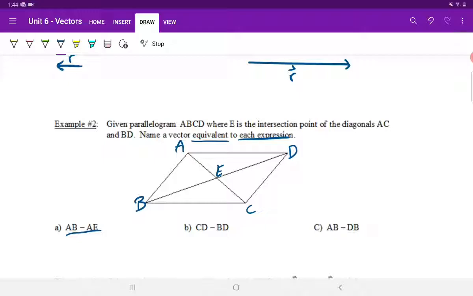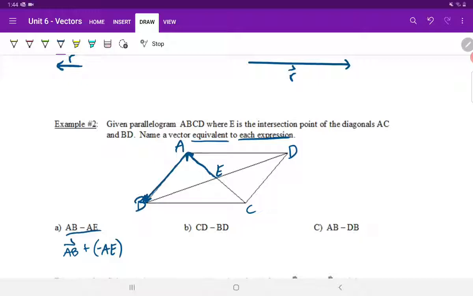So AB minus AE. Now, minus AE, we want to take AB and add negative AE. So instead of going in the AE direction, we're actually going to go in the opposite direction here. It's going to look like this.